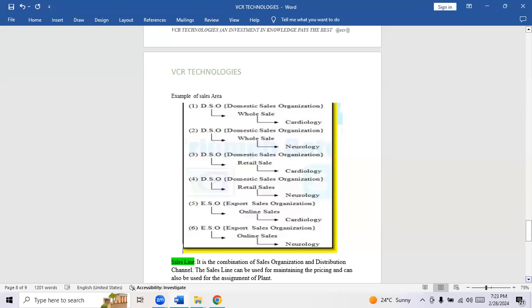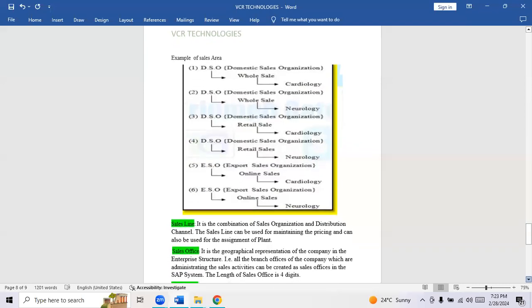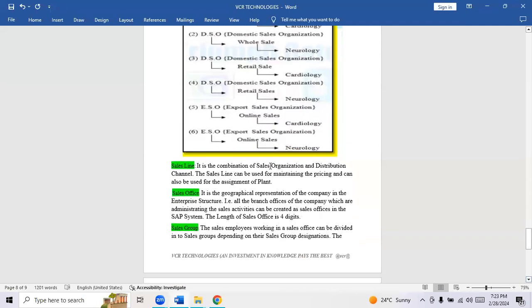Next, coming to the next organizational element, sales line. What is the sales line? It is the combination of sales organization and distribution channel only. What is the difference between sales area and sales line? Sales area is the combination of sales organization, distribution channel, and division. But sales line is the combination of sales organization and distribution channel only. The sales line can be used for pricing and can also be used for the assignment of plant.